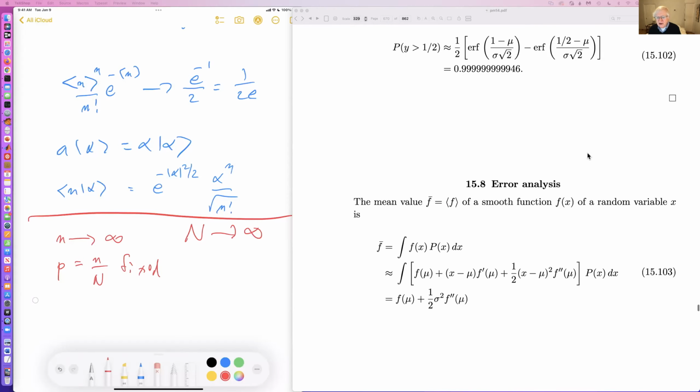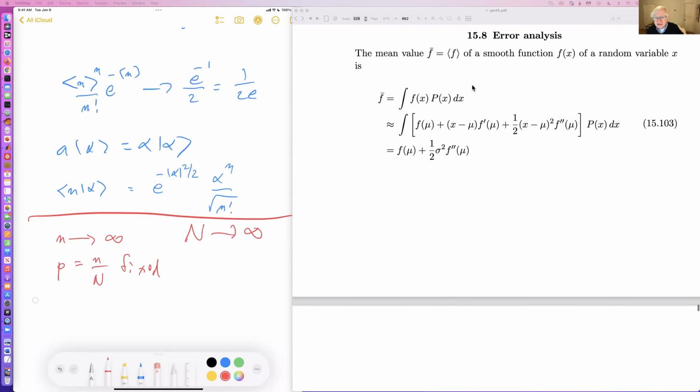So let me now go on to something called error analysis here. So the mean value of a smooth function of a random variable x, if it's distributed according to a probability distribution, well, it looks like this.